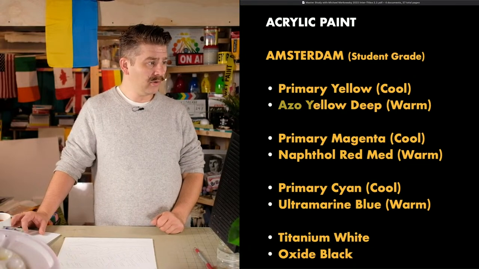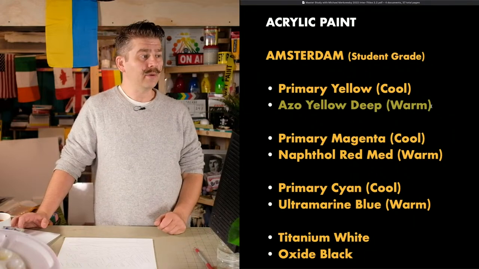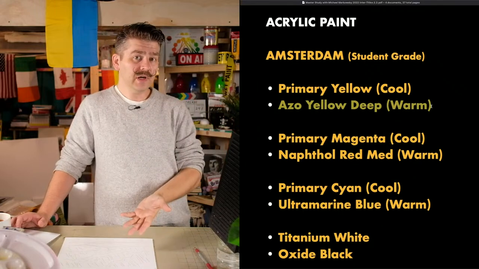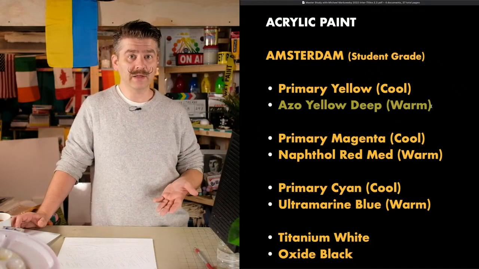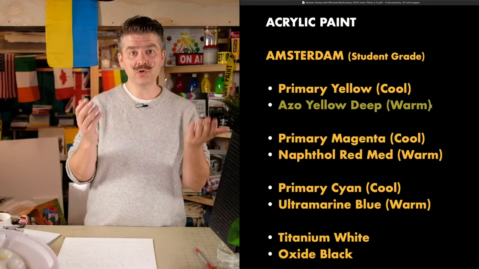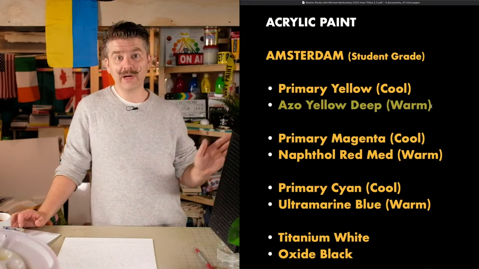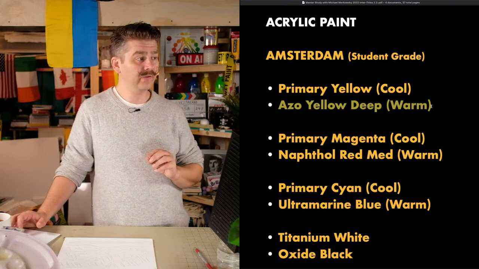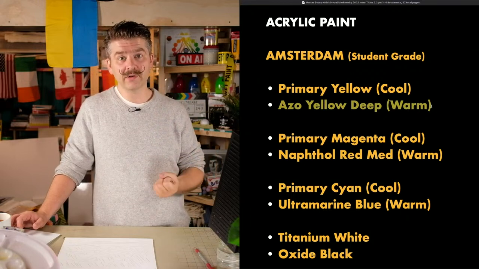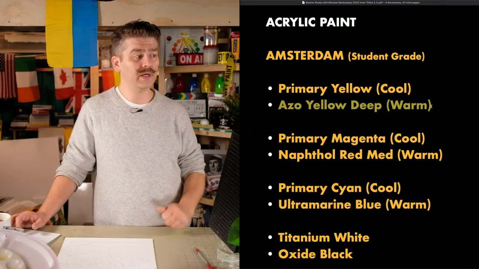So the color I'm about to use here is this Azo Yellow Deep. And I call it a warm color. Because you'll see we've got two yellows, two reds, two blues. The system we're using here is called a split primary palette. So we're splitting each quote-unquote primary color into two, a warm and a cool. And that allows us to get almost every single color that the eye can see. The only ones that we really struggle with are our hyper-fluorescent colors that are super, super unnatural.